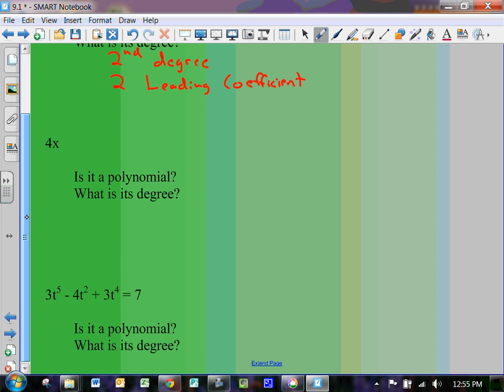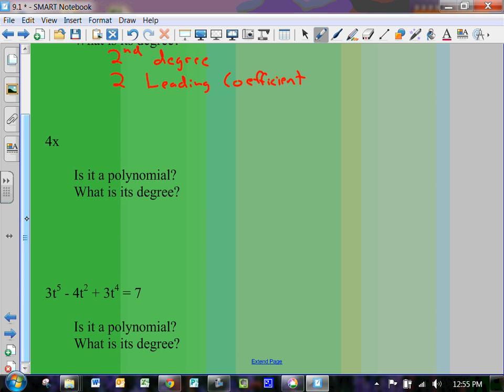Okay, so the next one we've got, 4x. Is it a polynomial? No, it is not a polynomial because it's a monomial. It's only got 1 term. What is its degree? It is a first degree. Remember there's that kind of imaginary 1 up there, so it's a first degree. And its leading coefficient is going to be 4. So 4 is the leading coefficient.